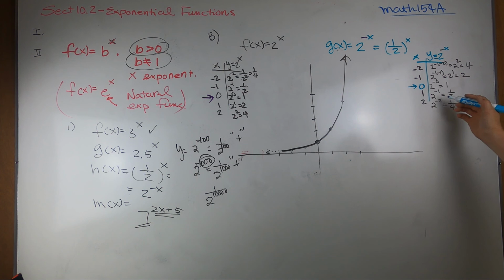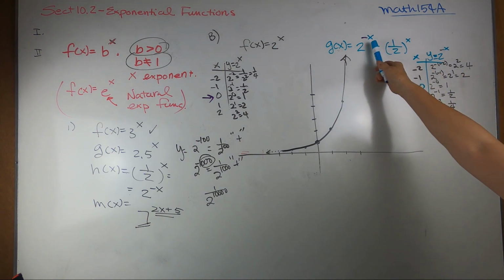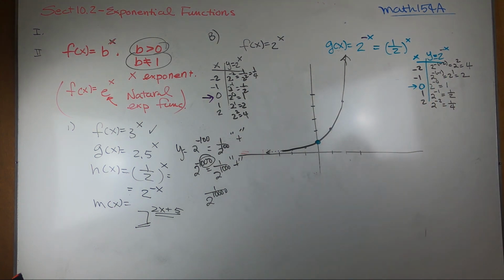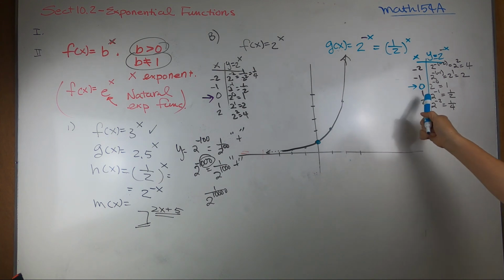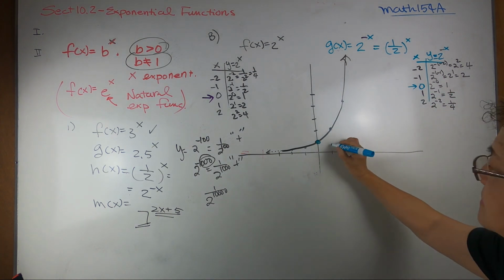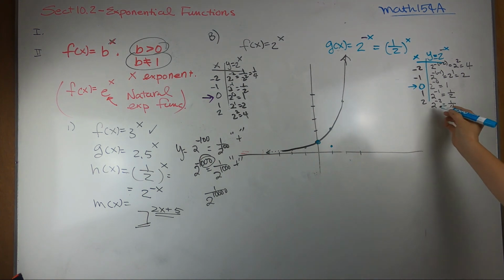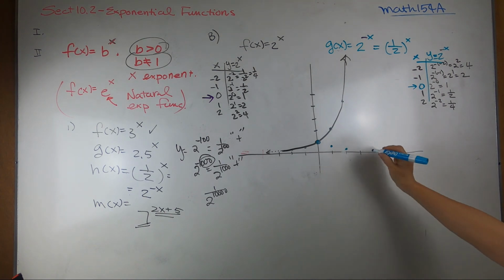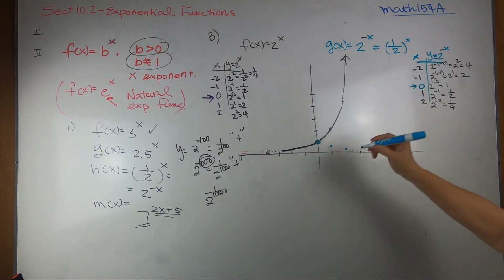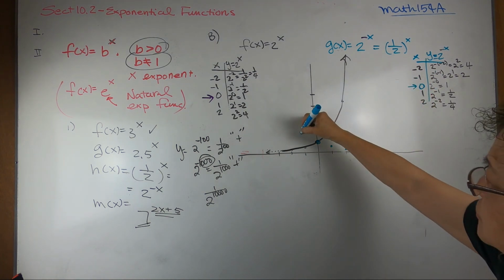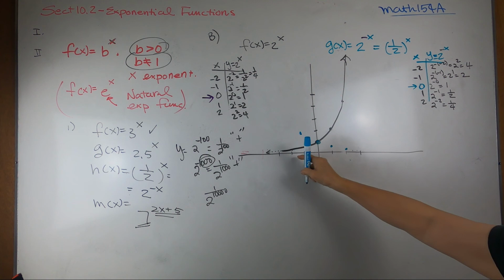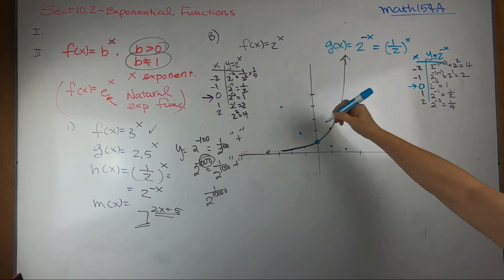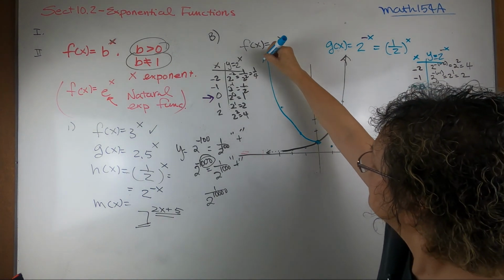How about this one? If it's a negative power, so what do we have? x is 0, y is still 1. x is 1, instead of going up, it becomes half. Then 2 to the negative 2, y is a quarter. Okay, getting smaller and smaller. Then if it's a negative 2, because negative power becomes positive, it is 4. Okay? So it turned out like this.